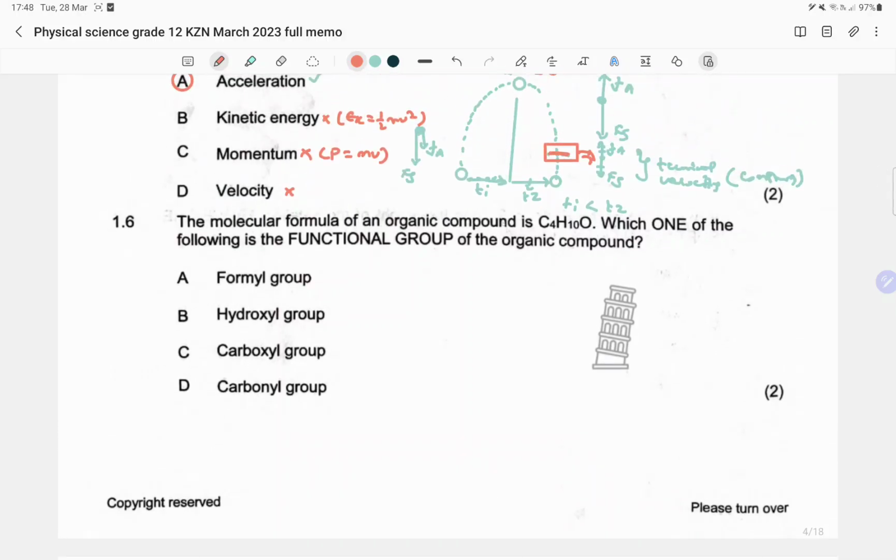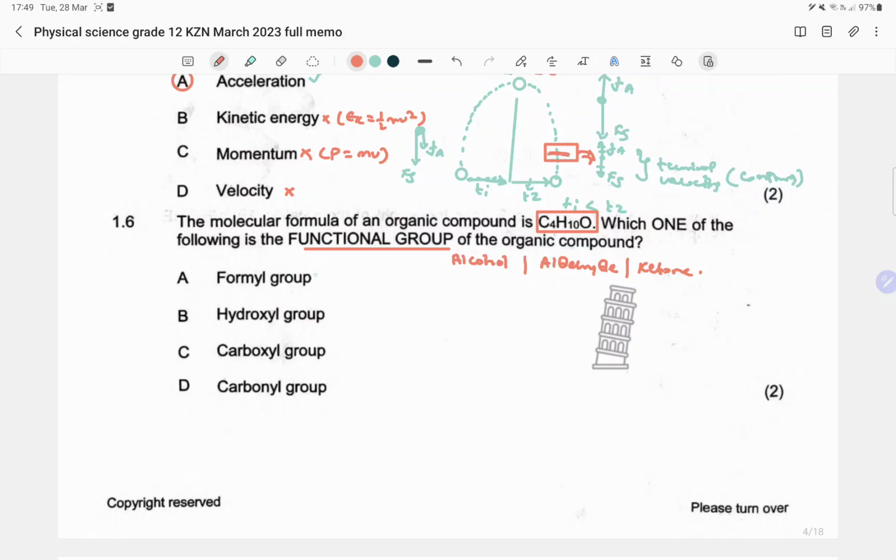Now the molecular formula of an organic compound is C4H10O. And of course, once you see only a single O in an organic molecule, you are either looking at an alcohol, or you're looking at an aldehyde, or you're looking at a ketone. Okay, so these are the most likely ones to be the situation right here. Now, which one of the following is the functional group of organic compounds?